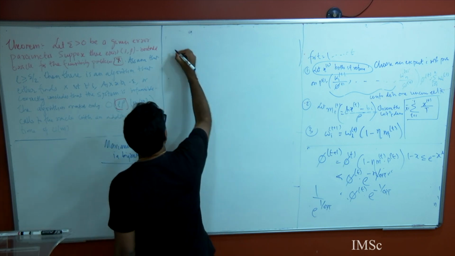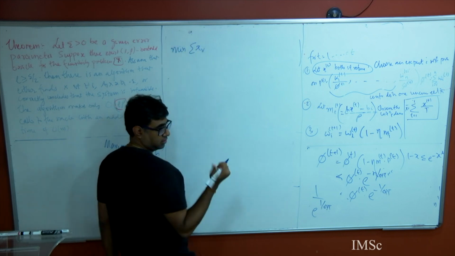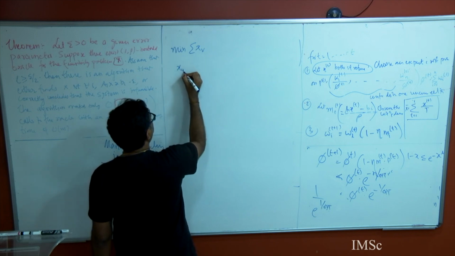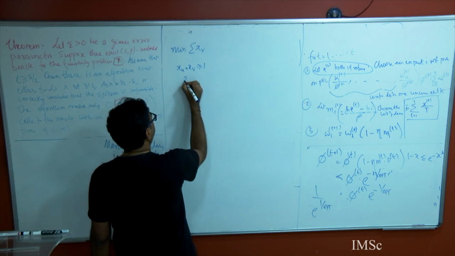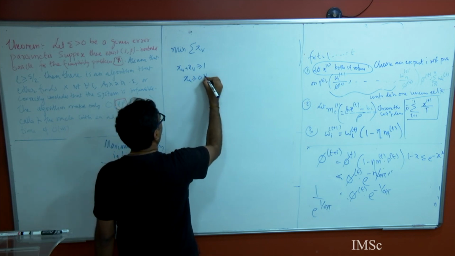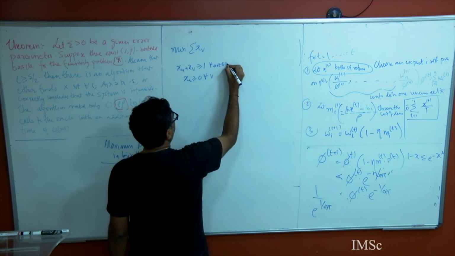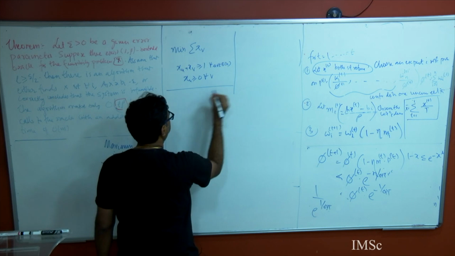So I could have written: minimize summation x_v, subject to x_u plus x_v greater than or equal to 1, and x_v greater than or equal to 0, for all uv in E(G), right? This is one constraint. So this is nothing but a vertex cover constraint.